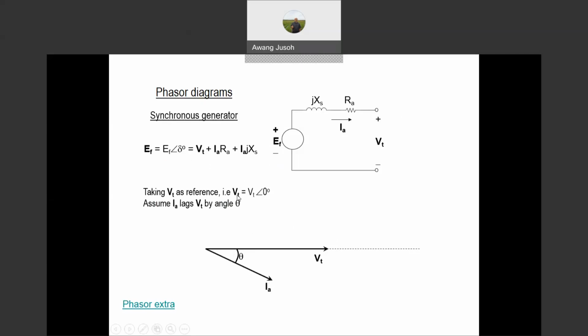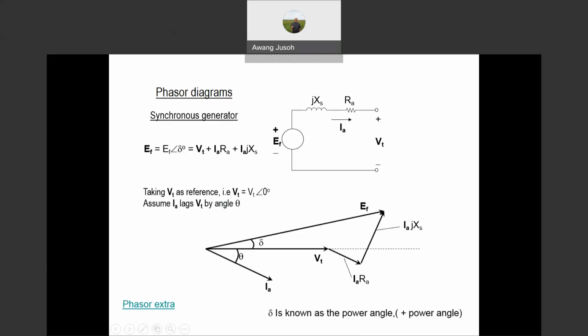Then V terminal plus IA RA. So you got IA RA in the same direction like that. And then this is your phasor diagram for the generator. Okay, simple, right? Where delta is the power angle and theta is the power factor angle. The cosine theta is the power factor of the machine.